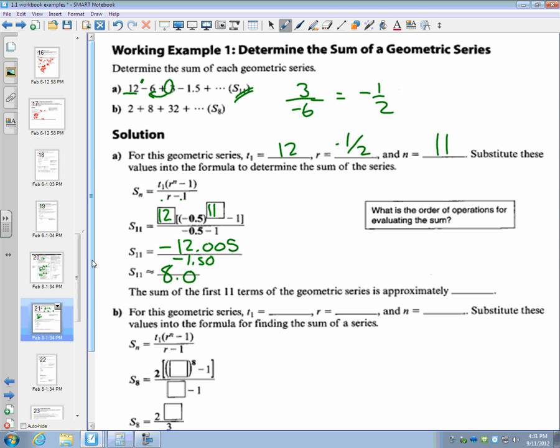Does that make sense? Looking at this, if I go 12 minus 6 plus 3 minus 1.5, yeah, that kind of makes sense that I might get around 8. Okay? The 11th term.